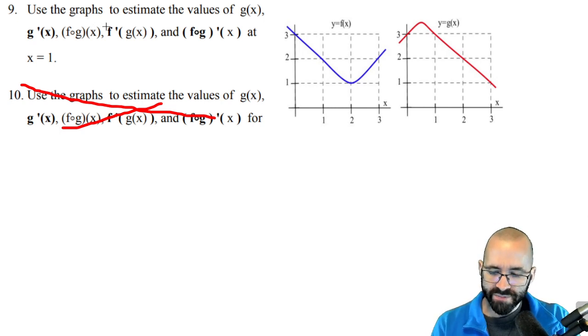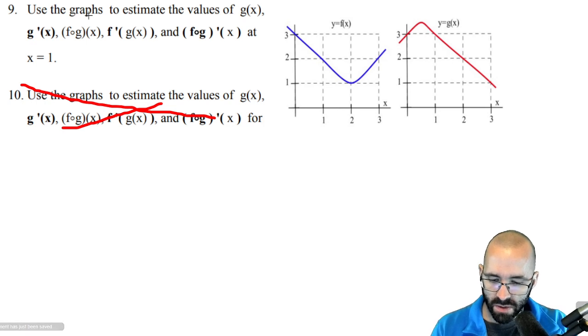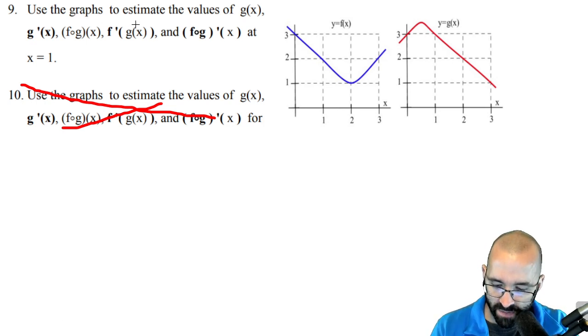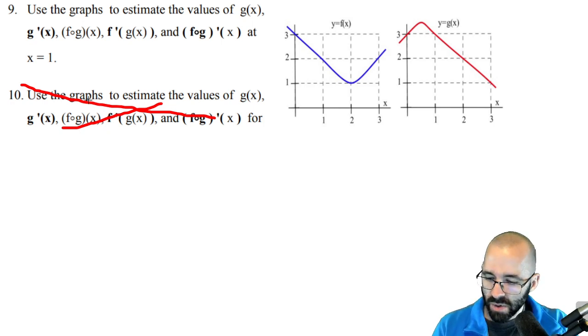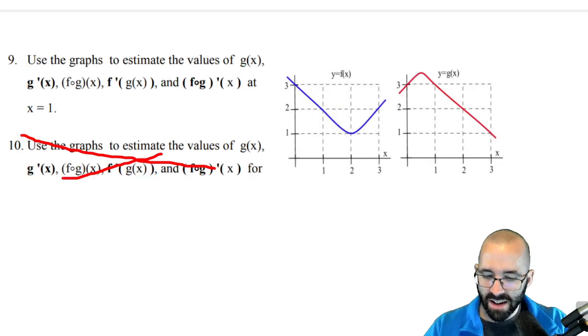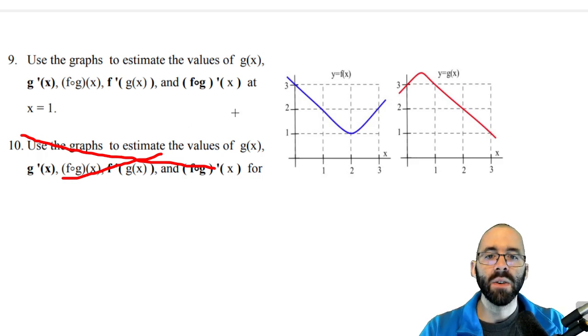Looking at number 9. Use the graphs to estimate. We haven't talked about that yet. No, we should be doing 19 next, not number 9. That's why. Okay, let me pull it up real quick. Not where it is.